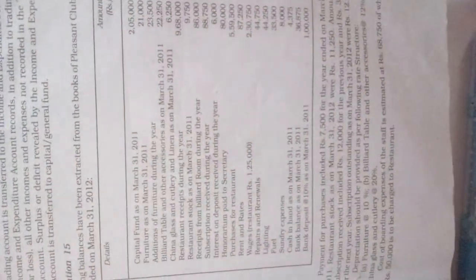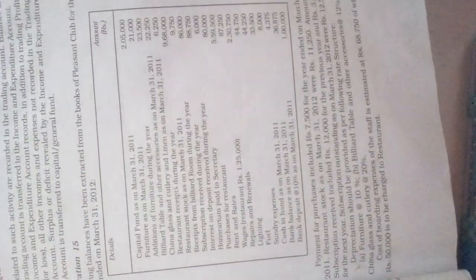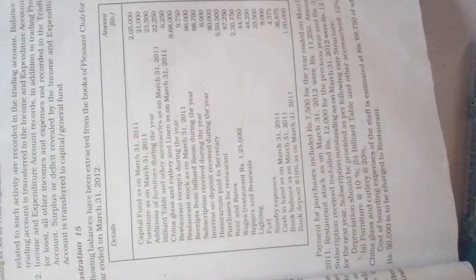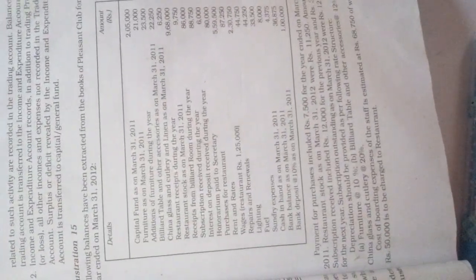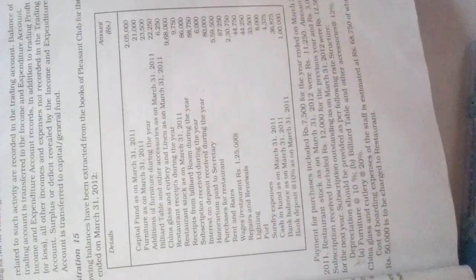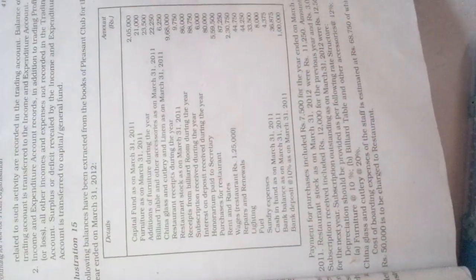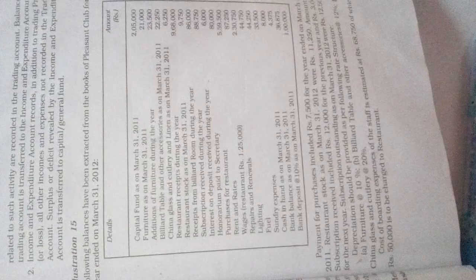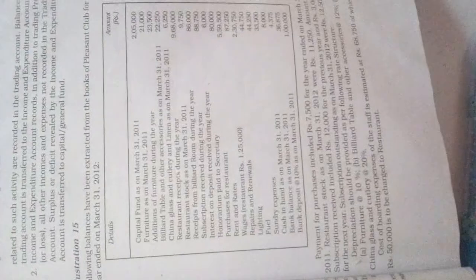Restaurant receipt. We have received the receipt, so we need to write it on the receipt side under receipt and payment. Then this particular transaction is a trading transaction, right? Out of trading activity, the benefit is received, so under trading account we need to write it on the credit side. Then restaurant stock. This is the opening stock, recorded under trading account, debit side, opening balance. Then receipt from billiard room. This needs to be recorded under the receipt side, then under the income side of the income and expenditure account. Subscription received needs to be recorded under the receipt side and then under the income side. Interest on deposit, receipt side, then under the income side.